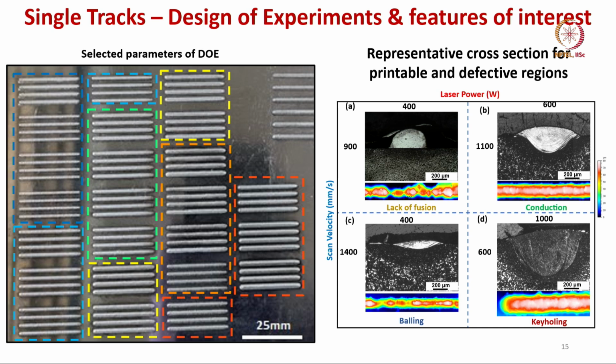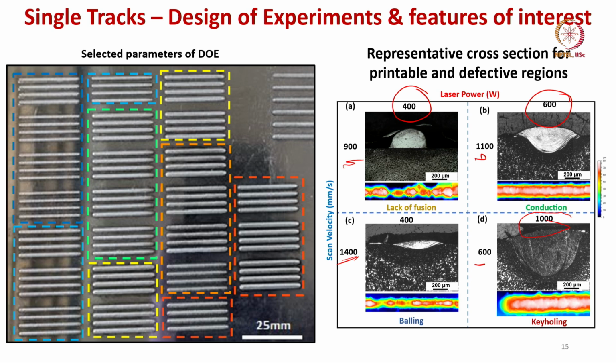design of experiments, where the design of experiments was constructed by varying the scan velocity and laser power, and you can see some of the representative structures that were generated when laser power is 400 watt, 600 watt, or 1000 watt. And you can see the scan velocity here, like 1400 or 900 or 1100 or 600. So, the scan velocity was varied from 600 to 1400 millimeter per second.